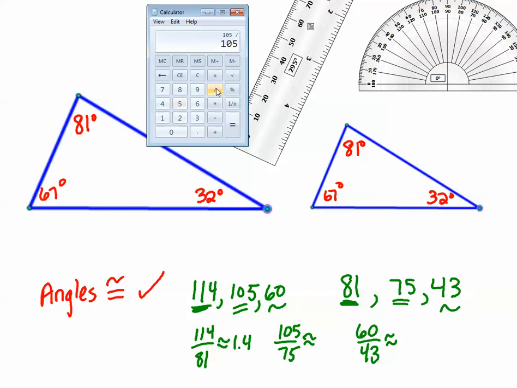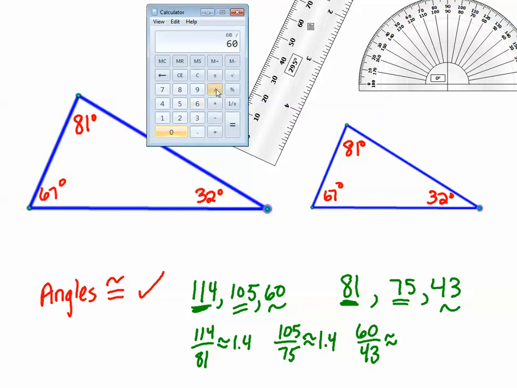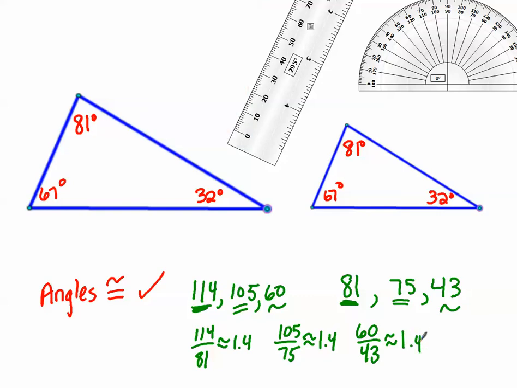105 divided by 75 is 1.4. And finally, 60 divided by 43, those corresponding shortest sides, also about 1.4. So you see, we made the angles congruent, and the result of that was that the sides had to be proportional.